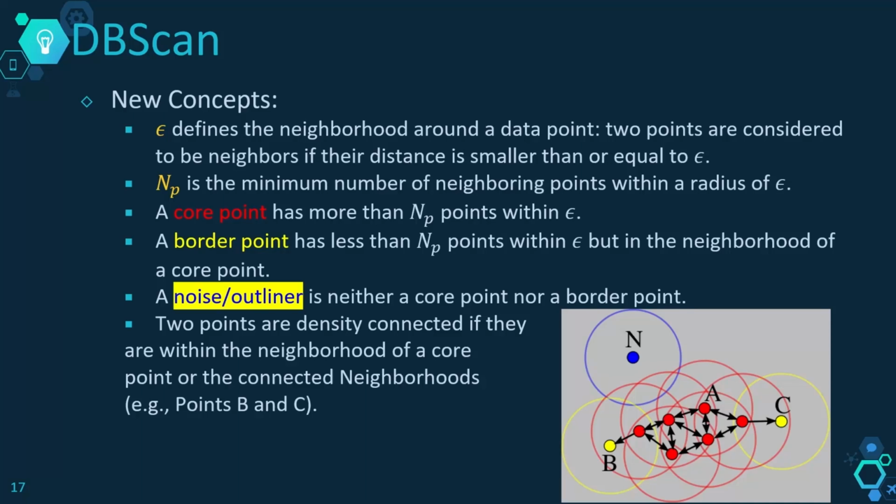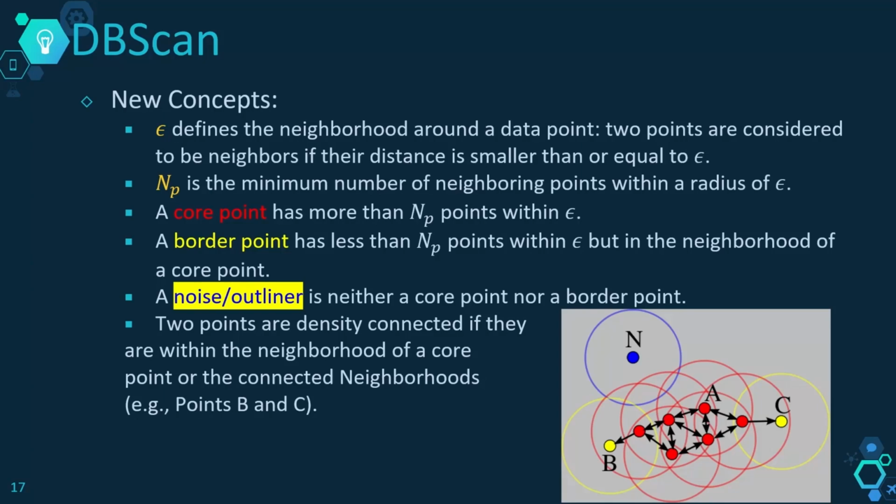We draw it. And we also define NP. Let's say NP also is a hyperparameter. Usually it needs to be 3 or greater than 3. So let's say it's 3 here. So you take a look at how many points here. There's only 1, 2. So that means it's not a core point.